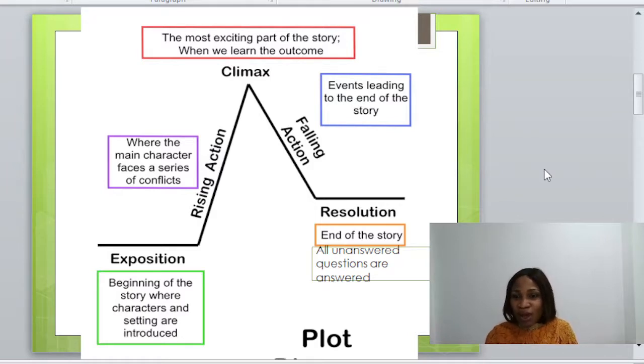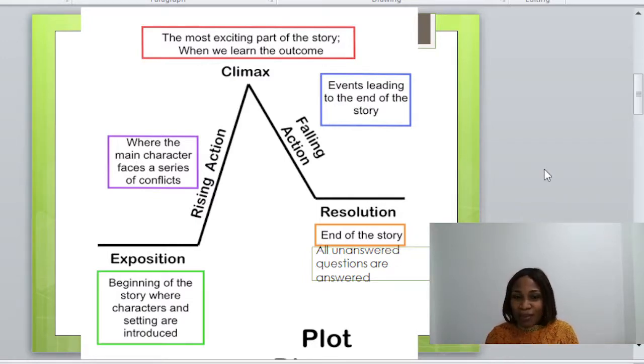The last one we have is the resolution. That's the end of the story. That is where all the unanswered questions are answered. That's where you see how the story finally ends and you'll be like, at last.